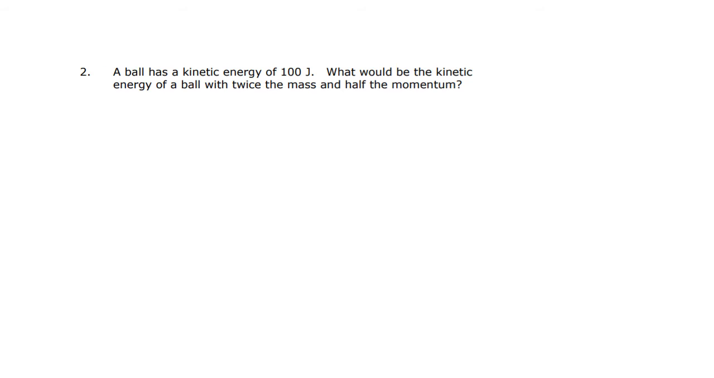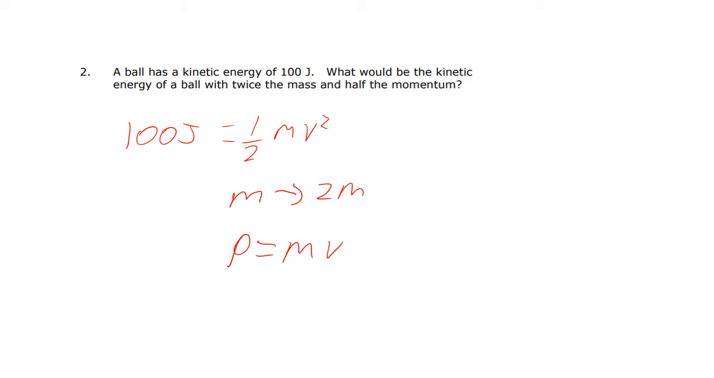A ball has a kinetic energy of 100 joules. What would the kinetic energy of a ball with twice the mass and half the momentum be? So if we say that 100 joules is equal to half mv squared, we've got to adjust this to have twice the mass and half the momentum. So our mass becomes 2m, and our momentum is usually mv. But you have to remember our mass is 2m now, and we'll call the new velocity v1 so we know what it is.